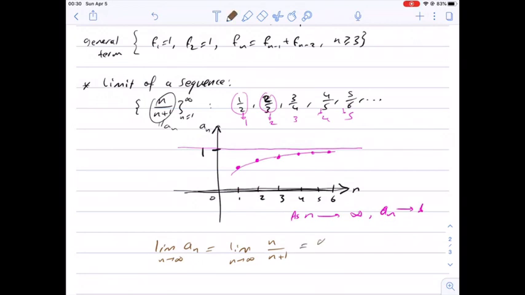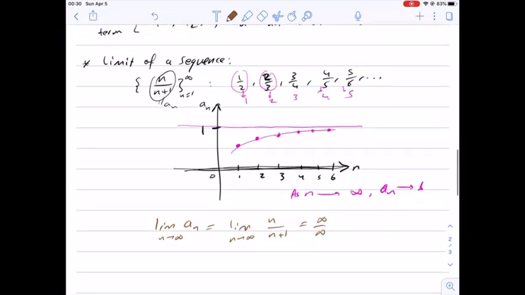We can apply L'Hopital's theorem, because substituting infinity gives us infinity over infinity, and this is one of the L'Hopital's forms. The L'Hopital's forms are 0 over 0 and infinity over infinity. So we can apply L'Hopital's rule by differentiating the numerator and denominator separately.